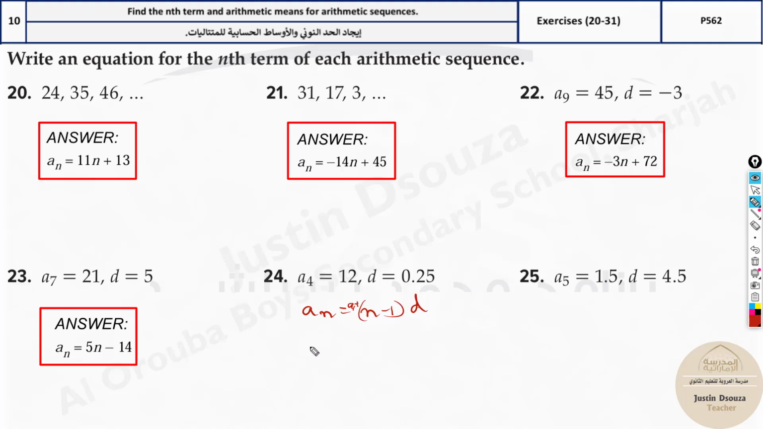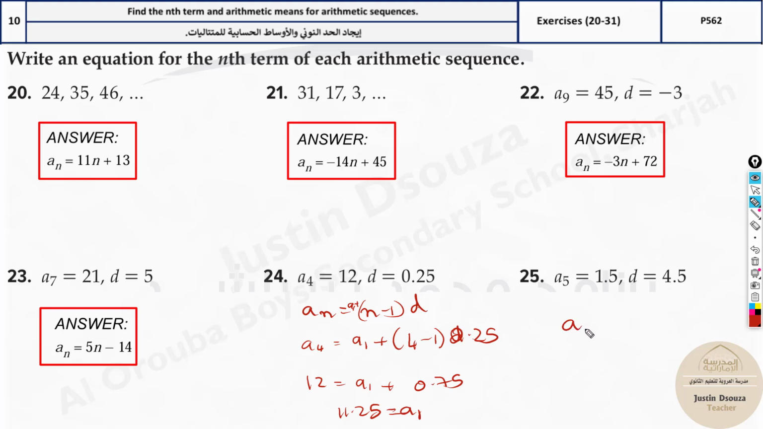But what do you have? You have a4 is equal to a1, which is unknown, plus what is n? n is 4, right? 4 minus 1 times d, which is 0.25. So here a4 is 12 equals a1 plus 4 minus 1, which is 3, times 0.25, which is 0.75. Take this to the other side: 12 minus 0.75, 11.25 is a1. So once you know what a1 is, you can easily solve for the other terms.